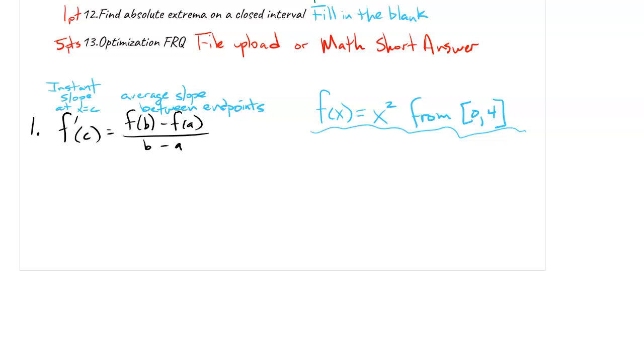Dane can help us talk about how to do the other half of the equation. Okay, so I'm going to plug in 0 and 4, which is a and b. So f of 4 would be 16. F of 0 would be 0, or 4 minus 0. Dane, how do I figure out f prime of c?